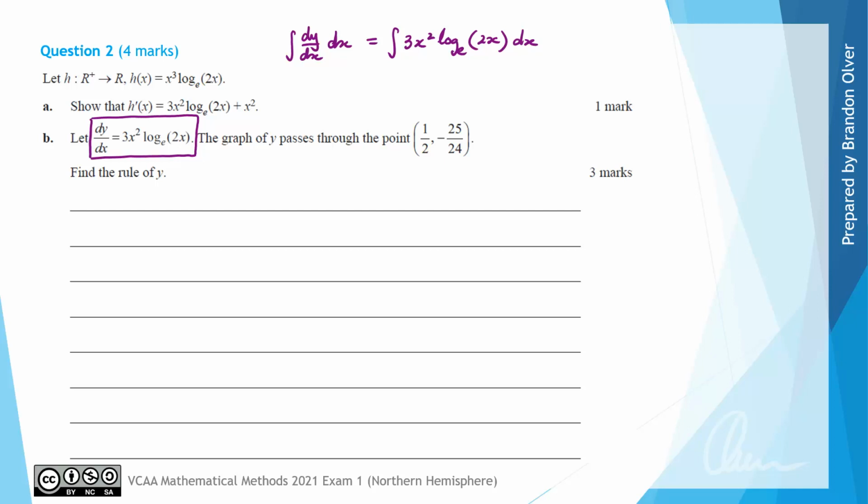So to set up this question, I'm going to start with a statement, and the statement essentially captures what we found in part A, and this is the way I like to write it. So I'm going to write that d/dx, the derivative of x cubed log e of 2x, is equal to 3x squared log e of 2x plus x squared.